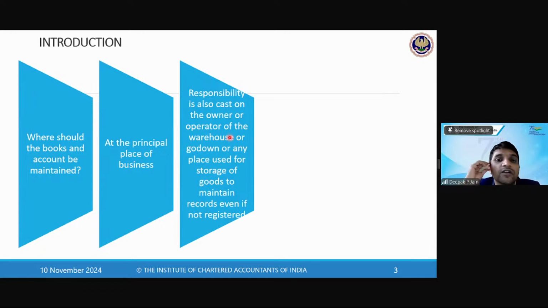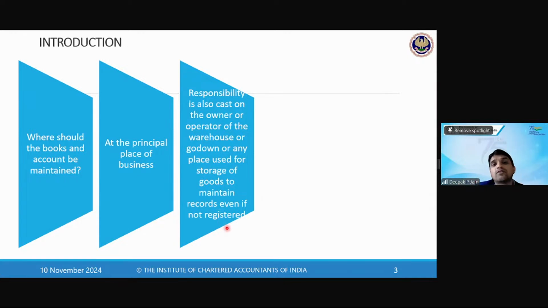Okay, so Amazon is what then? He is an operator, okay, or an operator of the warehouse. The person who operates the warehouse is called the operator of the warehouse. So that responsibility to maintain books of accounts is also cast on the owner or operator of the warehouse or godown or any place used for storage of goods, to maintain records, even if he is not registered.